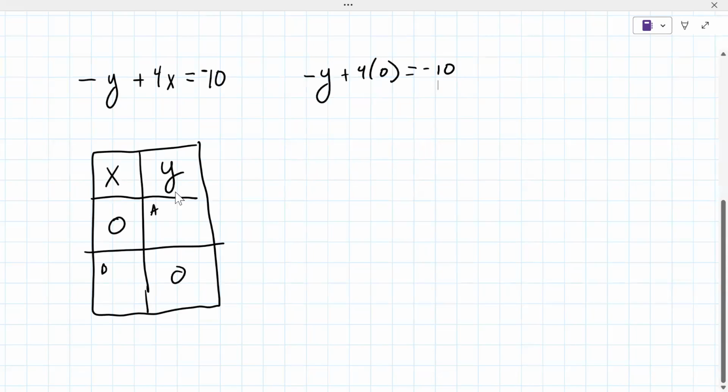4 times 0 is 0, so this becomes y by itself. Is this solved for y? Yes. So I can see why you would say there's this negative operator in front, which needs to go away. It's really a -1. How do you undo the -1 in front of the variable?